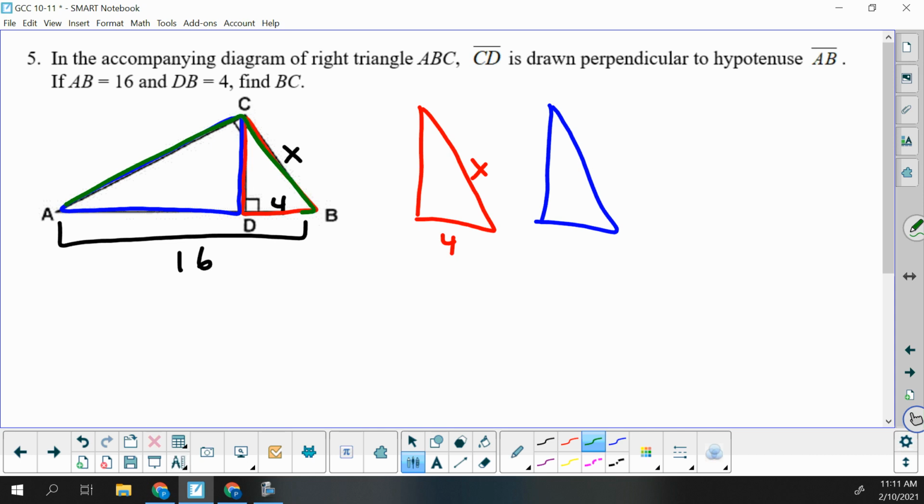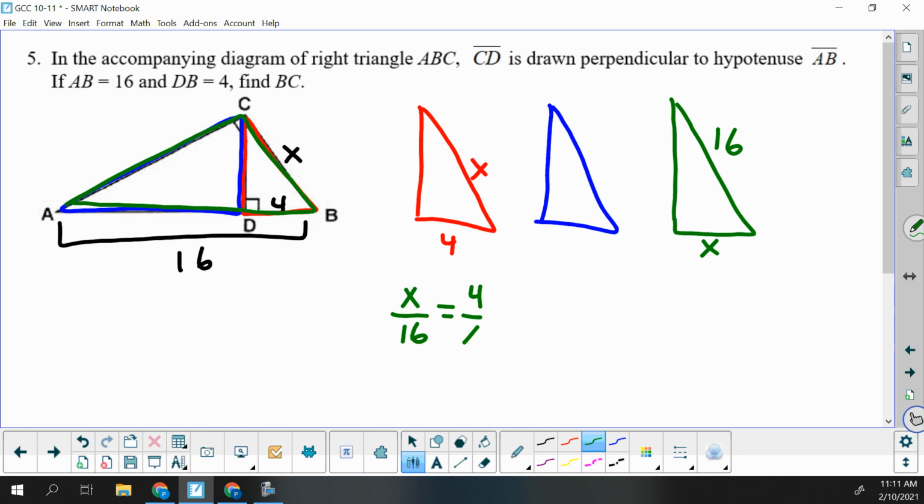Green triangle, if we orient it the same way, the 16 was the hypotenuse, and that shorter side was the x. So it looks like we want to do our red and our green here, so we'll just set up our proportion. x in the red over 16 is equal to 4 in the red over x. x times x is x squared. 4 times 16 is 64. And when we take our square root, x is just 8.